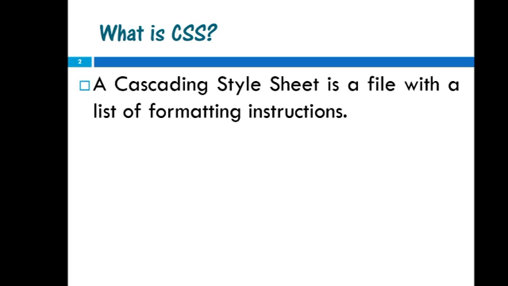So CSS, Cascading Style Sheet, is a file which contains a list of formatting instructions. Formatting means, just take one example. Suppose you want to change the paragraph color and font name, all these are called formatting.